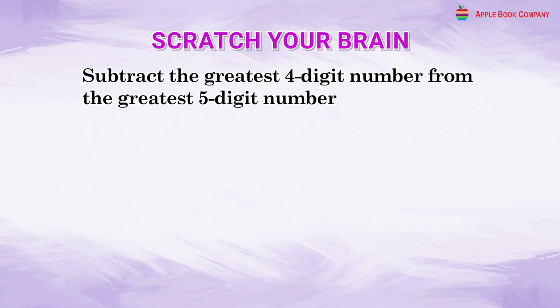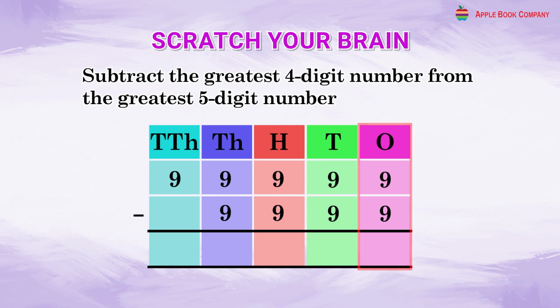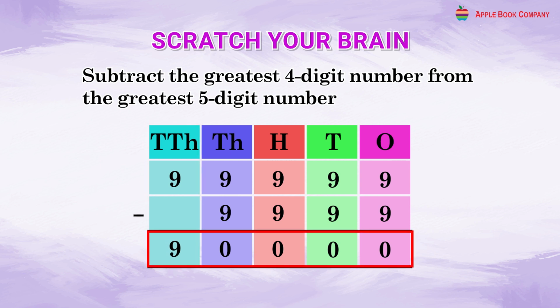Let's scratch your brain for a bit. Subtract the greatest 4-digit number from the greatest 5-digit number. So, the greatest 5-digit number is 99999 and the greatest 4-digit number is 9999. Starting from ones, 9 minus 9 is 0, 9 minus 9 is 0, 9 minus 9 is 0 and 9 minus 9 is 0. The answer is 90000.